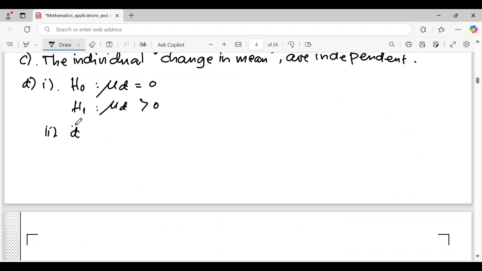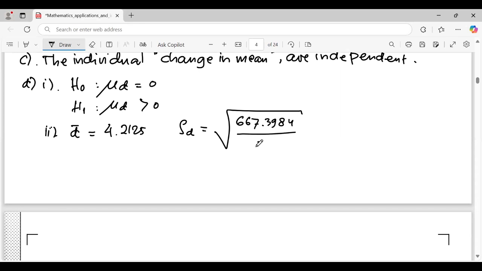So the mean is 4.2125 and the standard deviation of D, or S_D, is the square root of 667.3984 divided by 8 minus 1. It is 9.771.